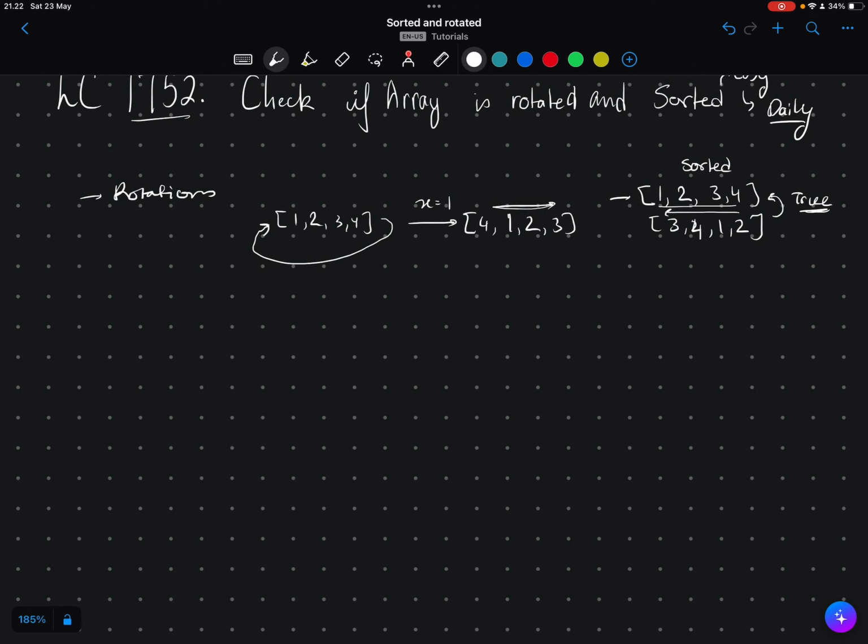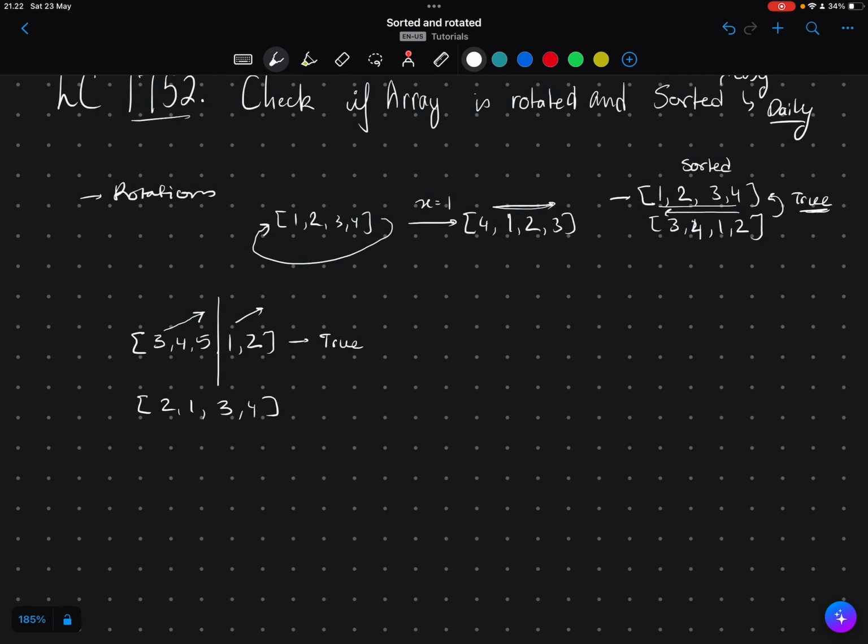But the question itself can be solved without looking at this specifically, and this goes down to the things that we did in binary search yesterday. Let's consider the example over here first. Okay, 3, 4, 5, 1, 2. This is expected to be true, and let's see why.